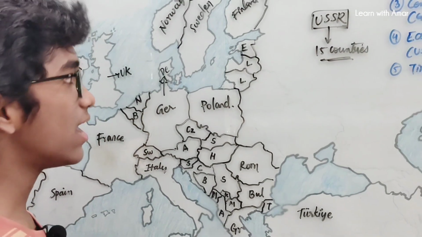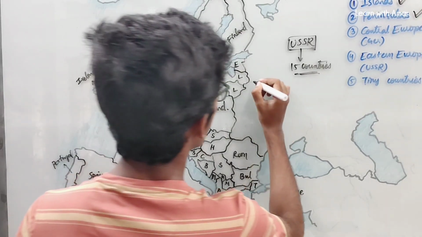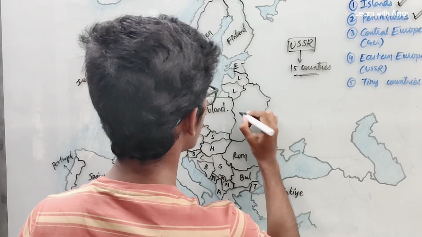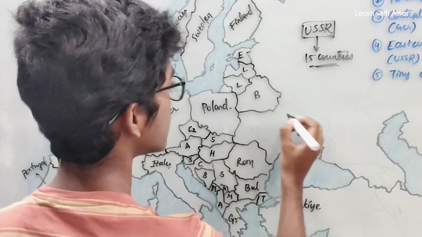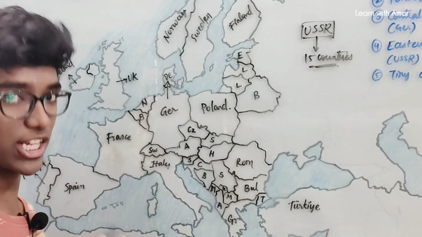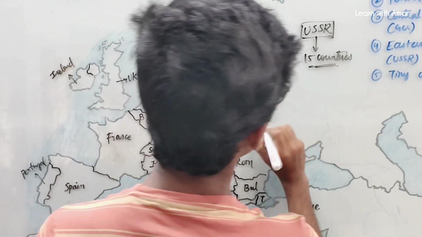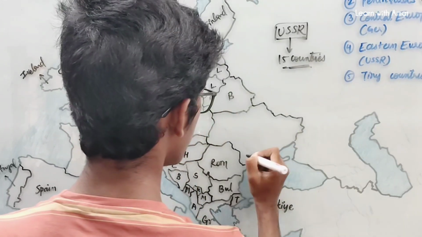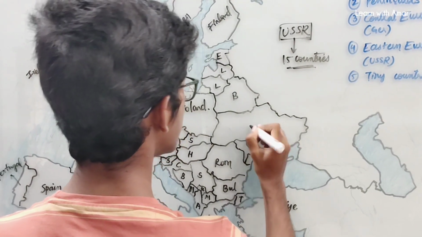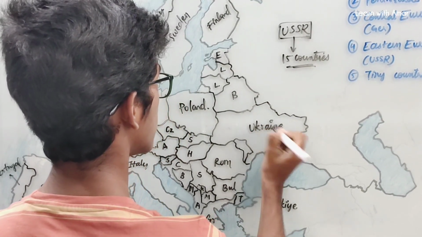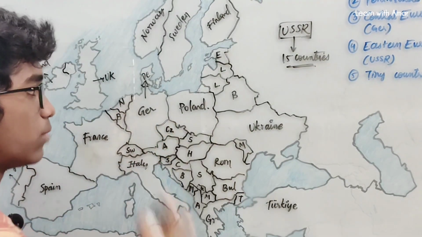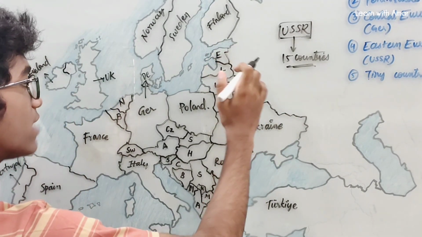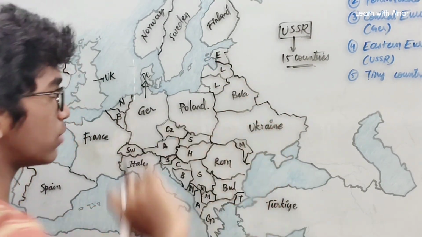Next, 2 years later, all the remaining countries also got separated. That is 3 major countries here. One is this one. This is Belarus. Belarus was previously known as Belorussia, that means White Russia. And the other country is this one. This is Ukraine. And the other one is this one, Moldova. Okay. Estonia, Latvia, Lithuania, Belarus, Ukraine and Moldova, this part.